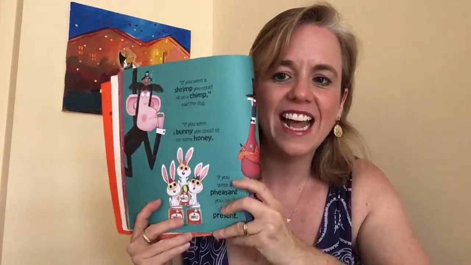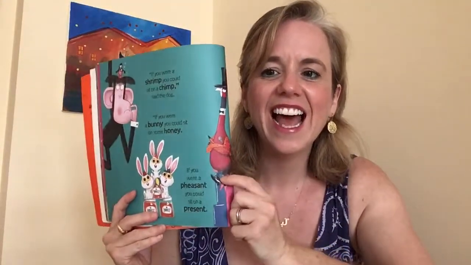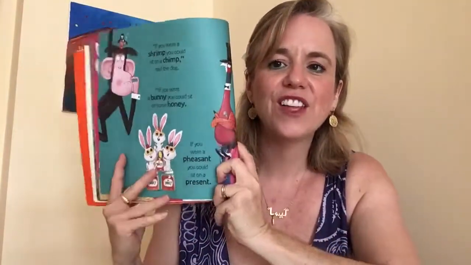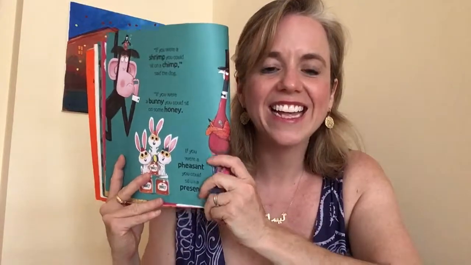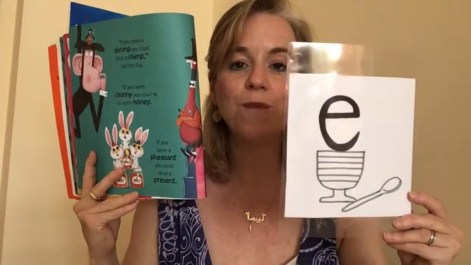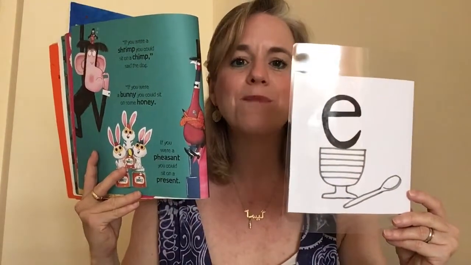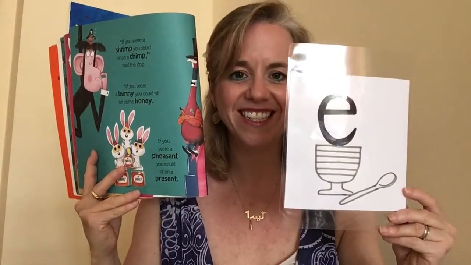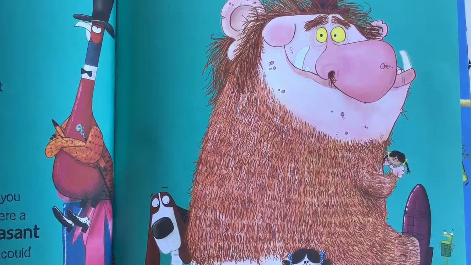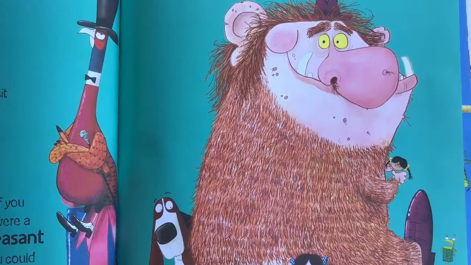All right. Now, pheasant, see the pheasant, okay? And he's sitting on a lovely big present. Can you see it down there? Yeah. So, pheasant, and present, and that's the E from egg. Present, pheasant. Good.